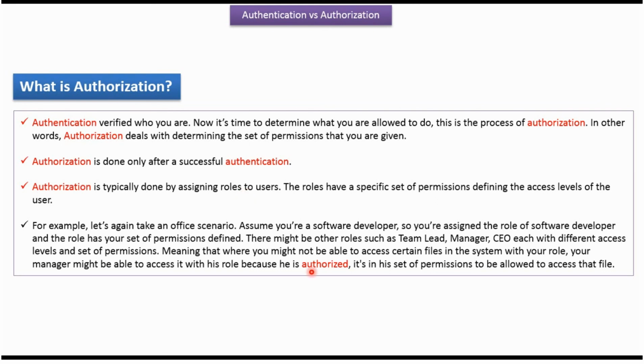To explain this, we can take the office scenario. In the office, you are the software developer, and you are assigned the role of software developer. In the software developer role, a set of permissions is defined, and there are other roles like team lead, manager, CEO, etc., with different access levels and sets of permissions. This means with the software developer role, you might not be able to access certain files, but your manager can access the file because it is allowed in his permissions, and he is the authorized person to access the file.